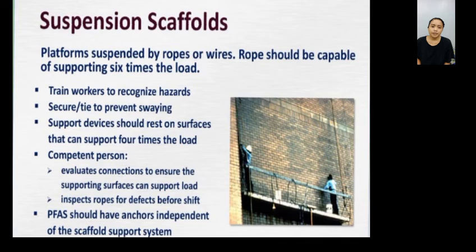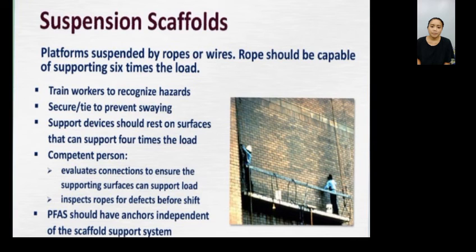Competent person. Evaluates connection to ensure the supporting surfaces can support load. Inspect ropes for defects before shift. PFAS should have anchors independent of the scaffold support system.